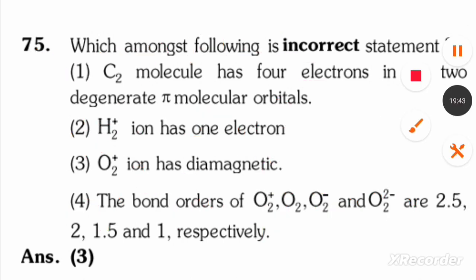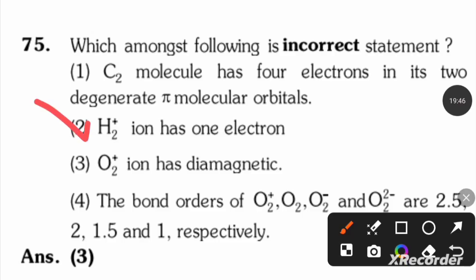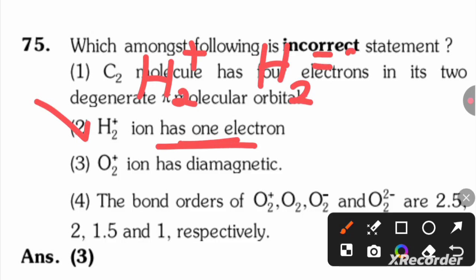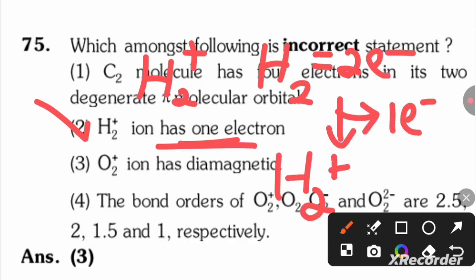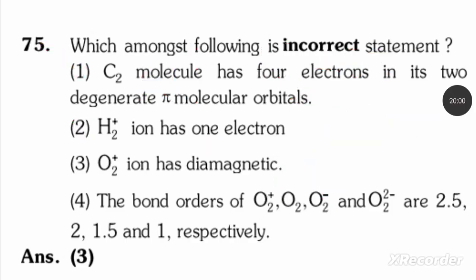In the second statement, the H2 plus ion has 1 electron. Of course, in a hydrogen molecule there are 2 electrons. After losing one electron, it will form H2 plus. So this is also a correct statement. Both the statements are correct. Let us go to the third statement.